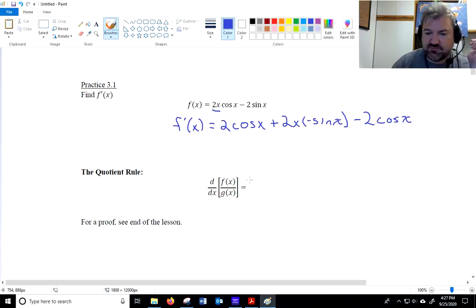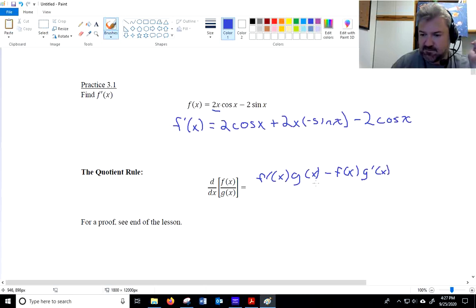All right, next, let's talk about the quotient rule. The quotient rule is the derivative of the top times the bottom, minus, there's a minus this time, the top times the bottom's derivative, all over the bottom squared.